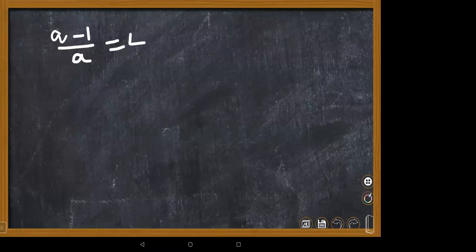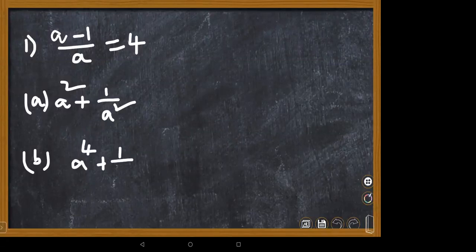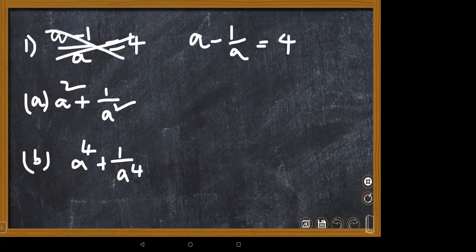Jashmita, please tell what is the question. Yes, ma'am. If a minus 1 by a equals 4, find the value of a square plus 1 by a square. Ma'am, this is the first one, and the second one is a to the power 4 plus 1 by a to the power 4. I think the question is a minus 1 by a, right? Yes, ma'am, a minus 1 by a.